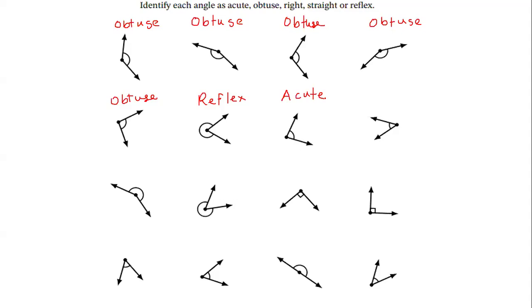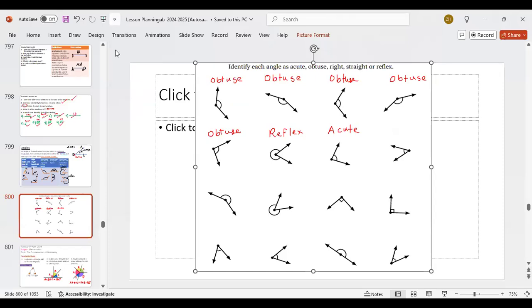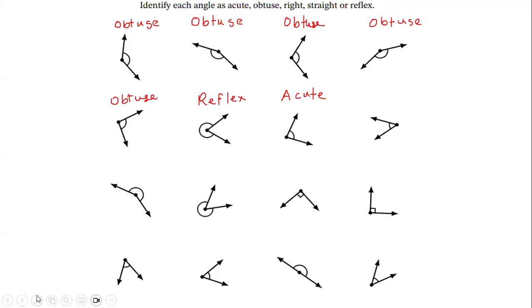Is it though? Let me see. No, that one is tricky. That's number seven. Why do they look like obtuse to me? That is acute. That's obtuse to me, not acute. This one is acute. Yes, sir. Acute. And then this one is obviously reflex.